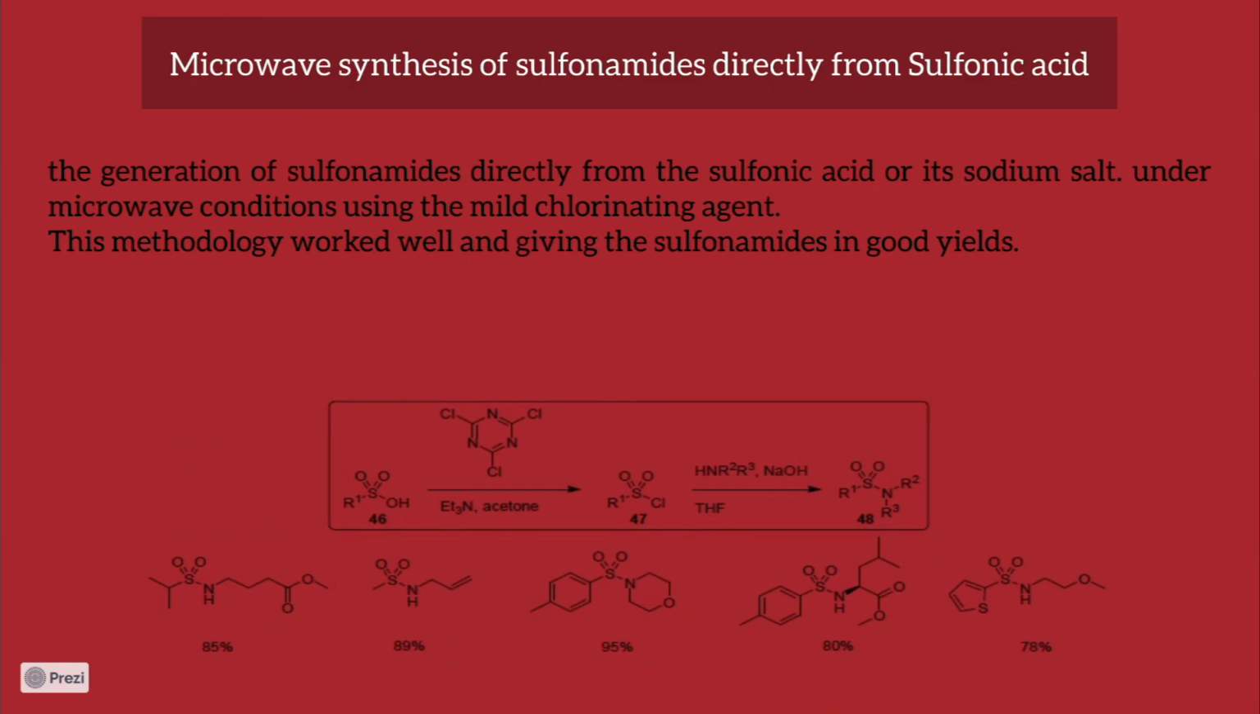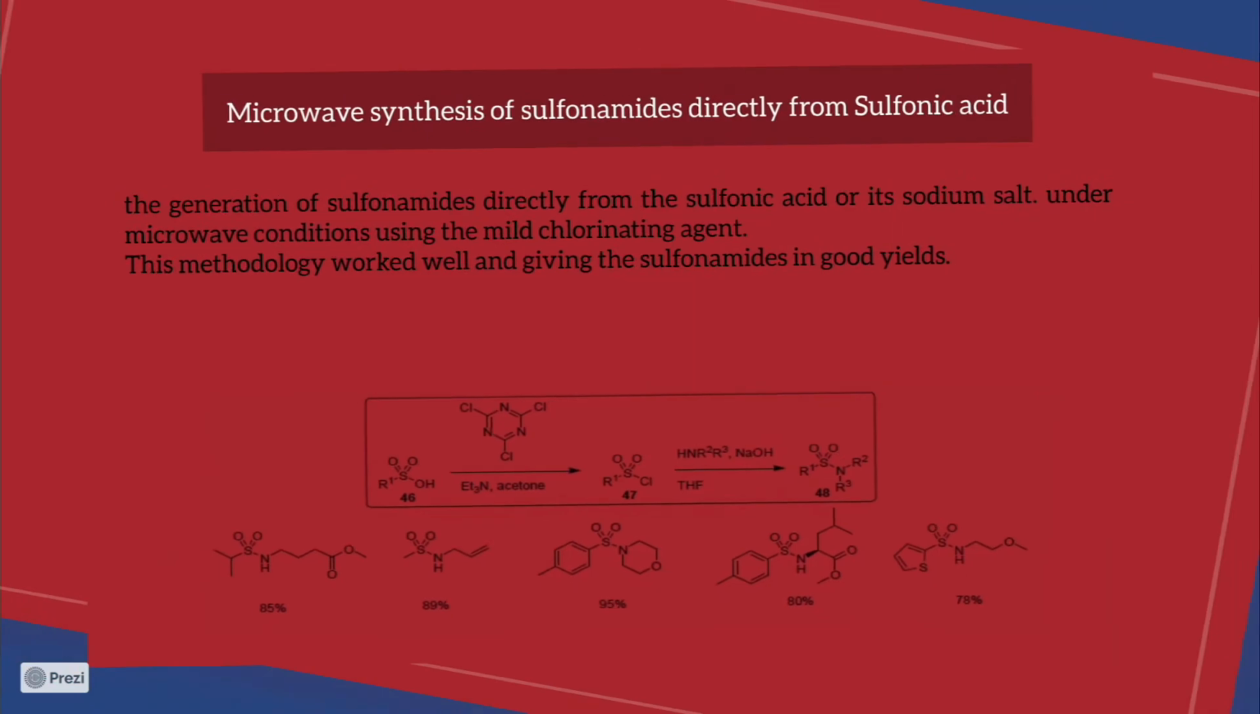Microwave synthesis of sulfonamides directly from sulfonic acid. The generation of sulfonamides directly from the sulfonic acid or its sodium salt under microwave conditions using the mild chlorinating agent 2,4,6-trichloro-1,3,5-triazine in acetone with triethylamine will form an acid chloride. After filtration, sodium hydroxide and the amine were added and the reaction mixture was exposed to further microwave irradiation. This methodology worked well, giving the sulfonamides in good yield.